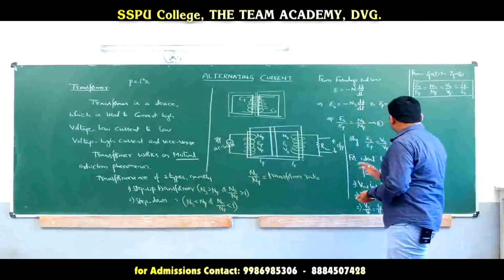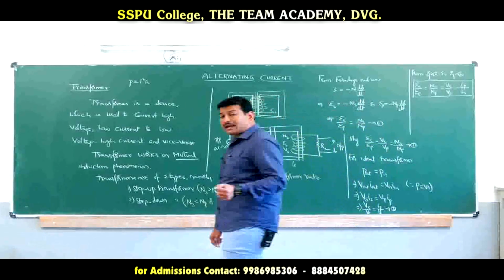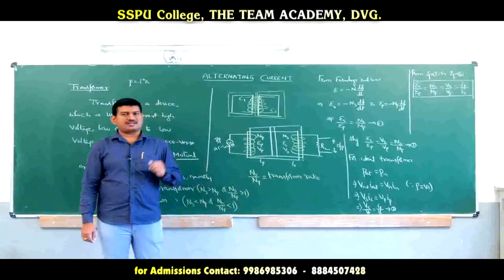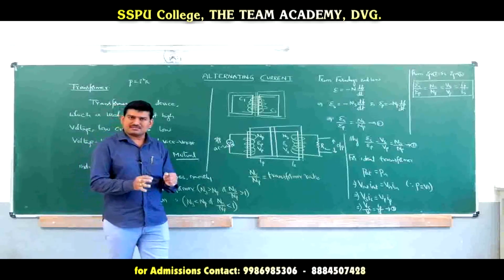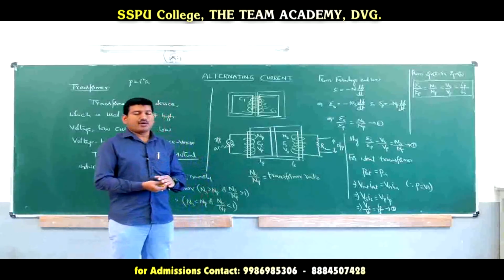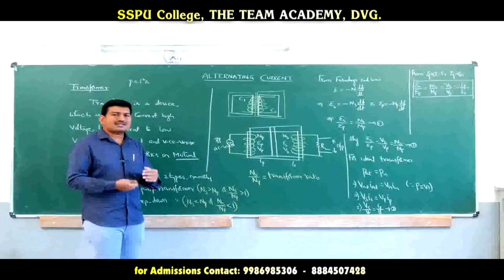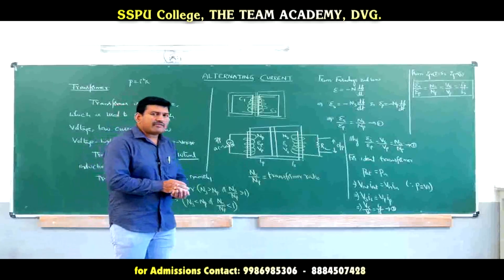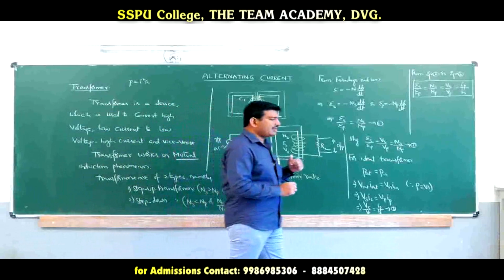This is about the ideal kind of transformer where the efficiency is 100%. But in practical cases, the efficiency of a transformer will never be 100%. Why is the efficiency never 100%? Because there will be some drawbacks. What are the drawbacks, why is the efficiency reduced, or what are the factors influencing the efficiency of a transformer? The important factors will be like this.